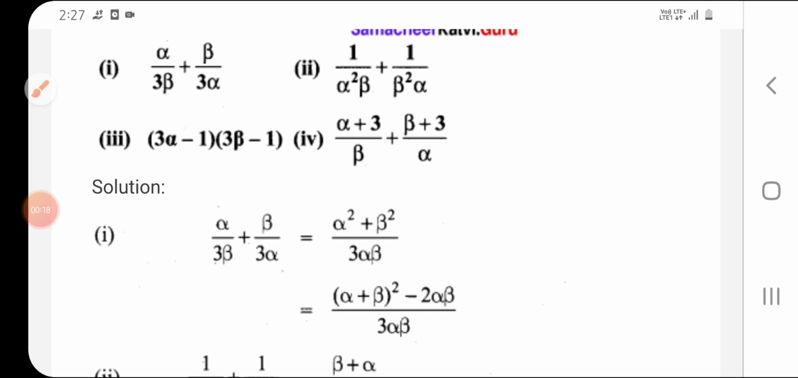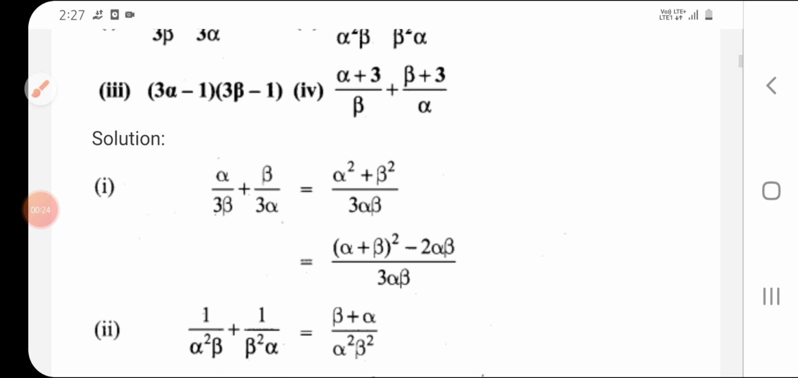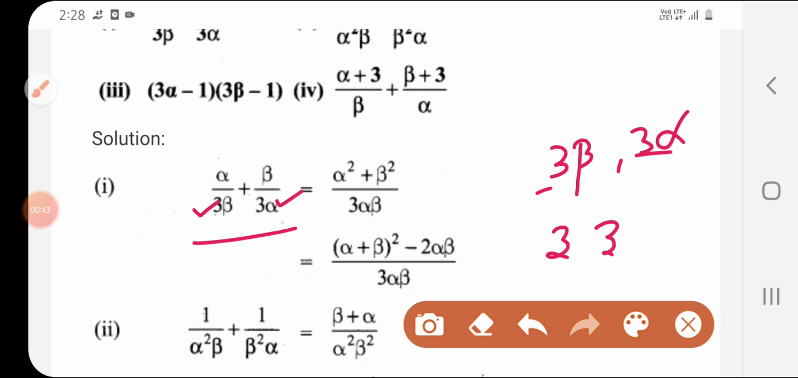The first given question, alpha by 3 beta plus beta by 3 alpha. First we have to take the question. Here in the denominator we have 3 beta, here we have 3 alpha. So we can take an LCM as in a normal fraction addition. So 3 beta, 3 alpha. Here 3 is common, here 3 is common. So the LCM is 3 alpha beta.